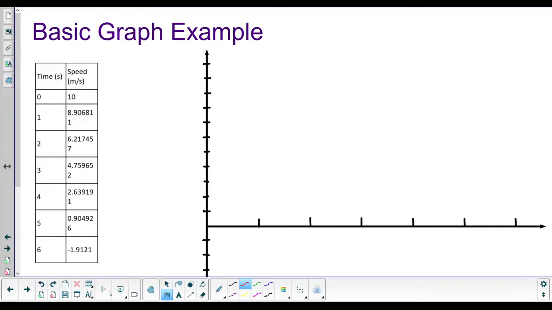I kiss my fingers if you couldn't hear. So let's go ahead and make this graph.